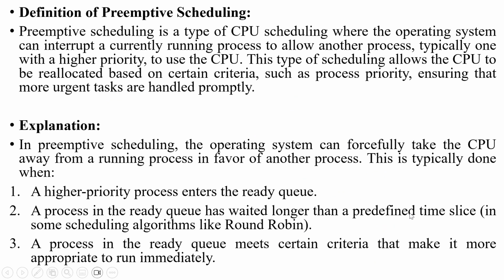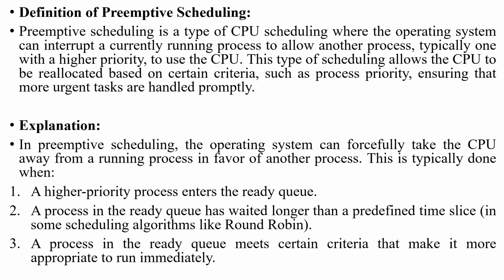Definition of preemptive scheduling. Preemptive scheduling is a type of CPU scheduling where the operating system can interrupt a currently running process to allow other processes, typically those with higher priority, to use the CPU. This type of scheduling allows the CPU to be reallocated based on certain criteria such as process priority, ensuring that the most urgent tasks are handled promptly.